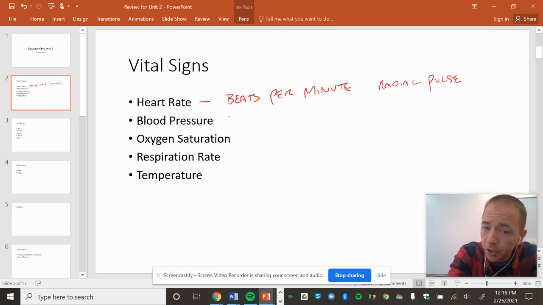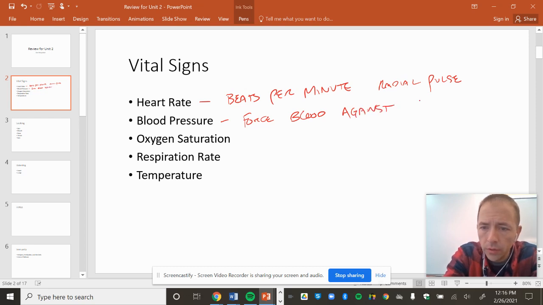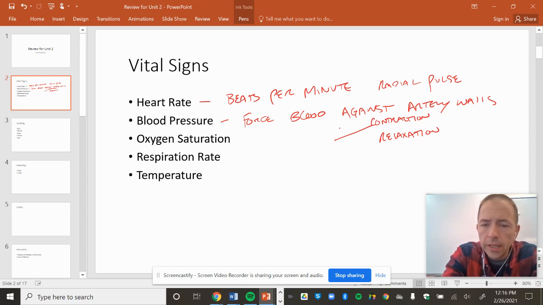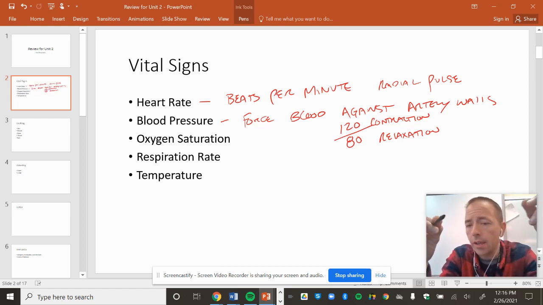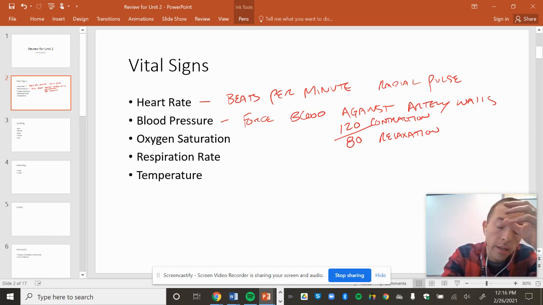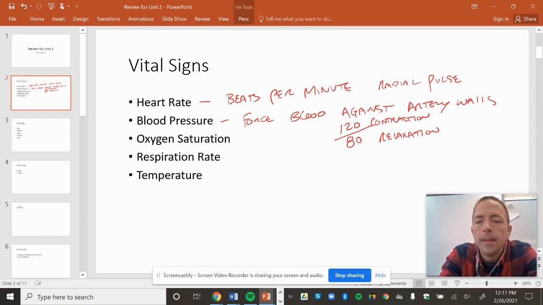Blood pressure is slightly different. This is the force of the blood against artery walls. We capture this at 2 different levels: upon contraction and in relaxation. So we generally get something like 120/80, but that can vary as well, right? Age, gender, all that kind of stuff plays a part in what would be considered normal or healthy for the individual. But this is called systole, and this is diastole, right?